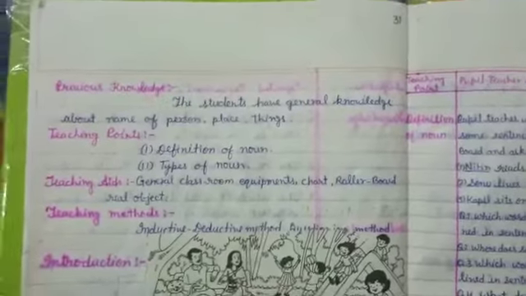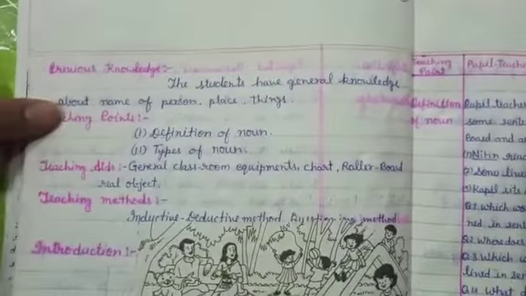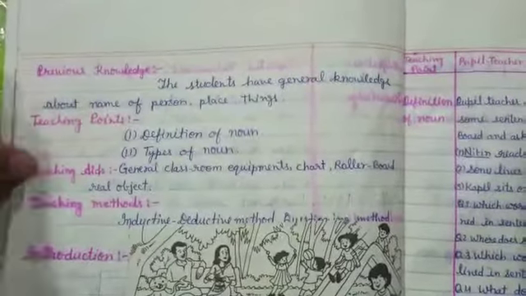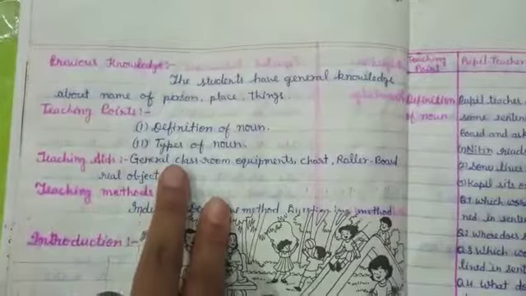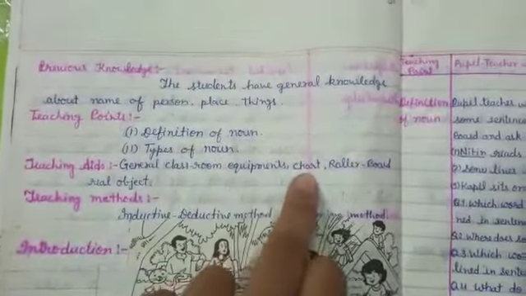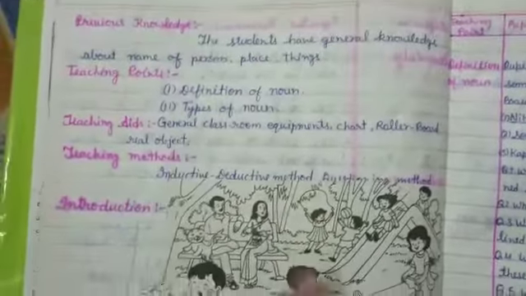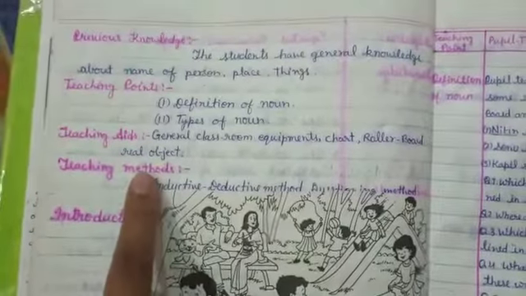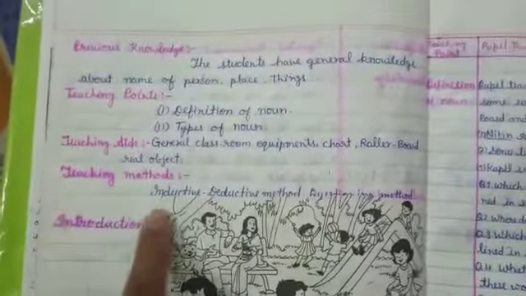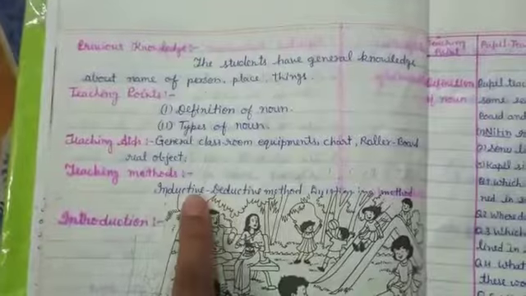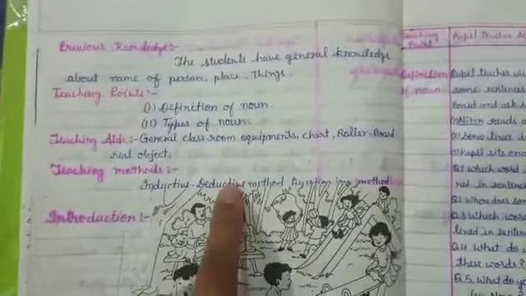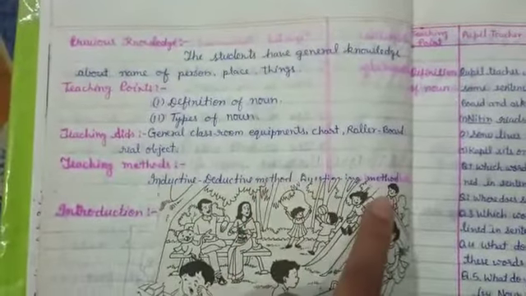After objectives, we have the previous knowledge, the teaching points, and the teaching aids. The teaching aid includes general classroom equipment, charts, roller boards, etc. And then we have the teaching method. Teaching method is how the pupil teacher will teach the students. So the method used today is inductive, deductive method, questioning method.